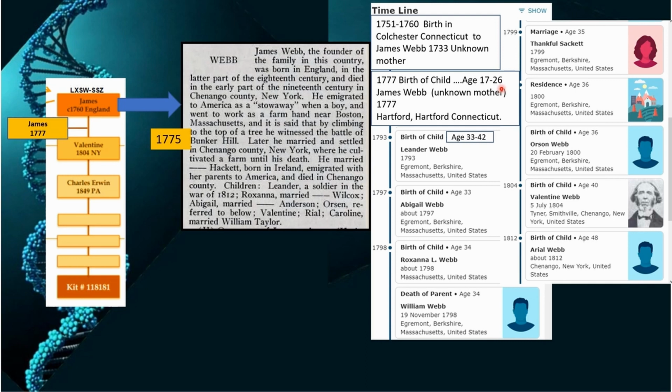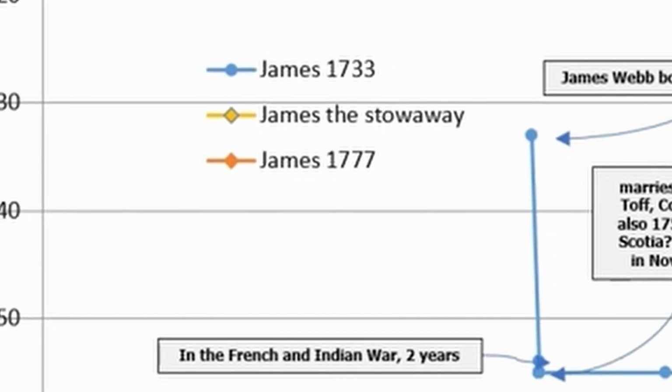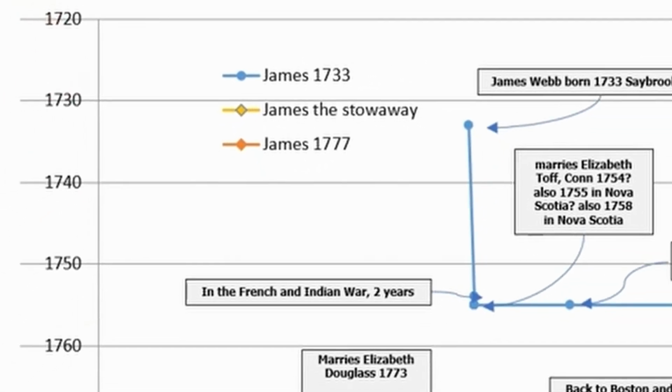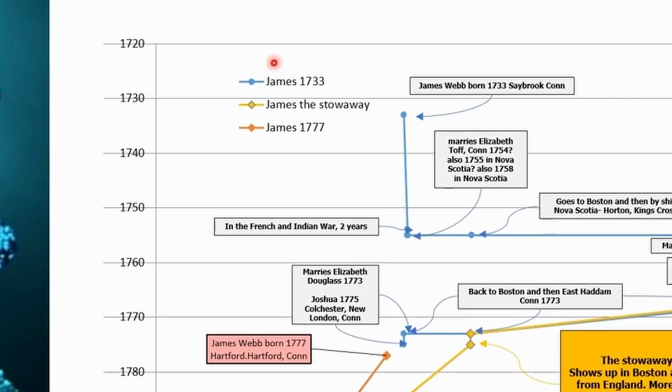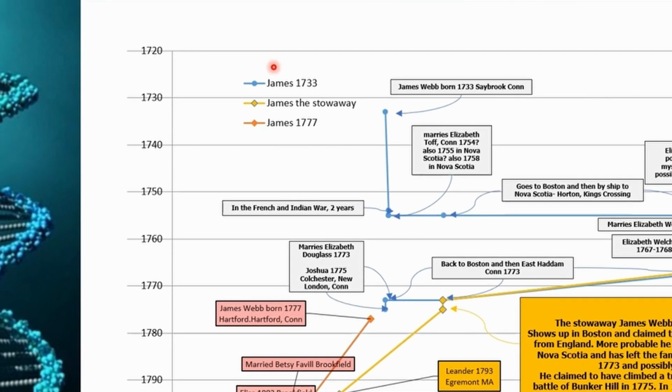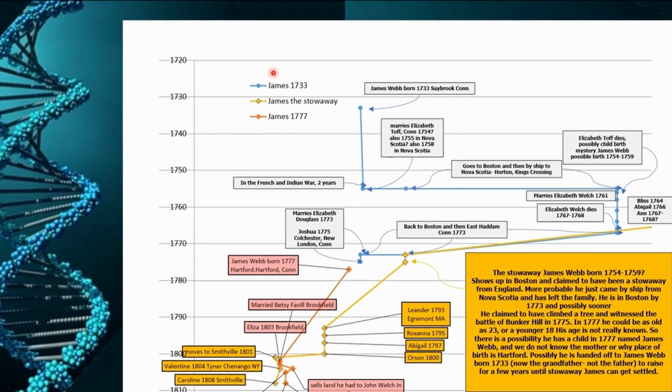Okay, what I've constructed here is going back, starting at 1720. Every 10 years is a line, all right? This is back 1720, and we end up around 1820. So we have 100 years spread out here. We've got three people we're following: James 1733, James the Stowaway, and James 1777. And initially, I'm only going to plot the proven stuff, okay?